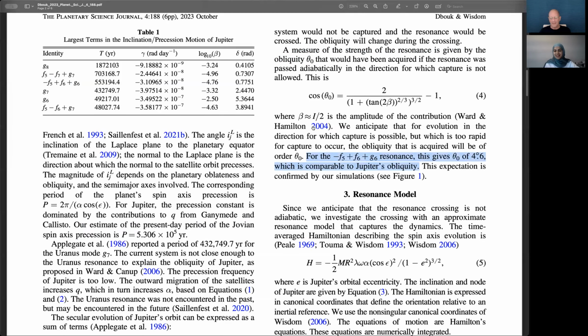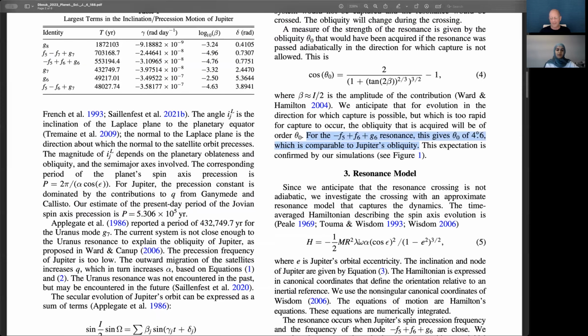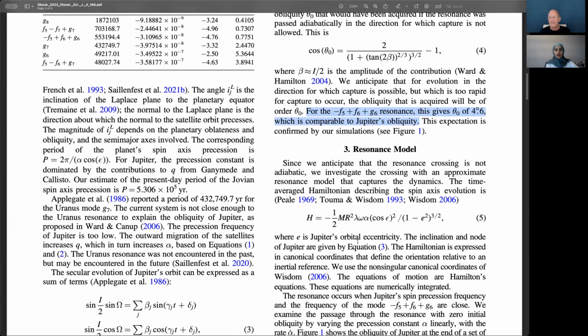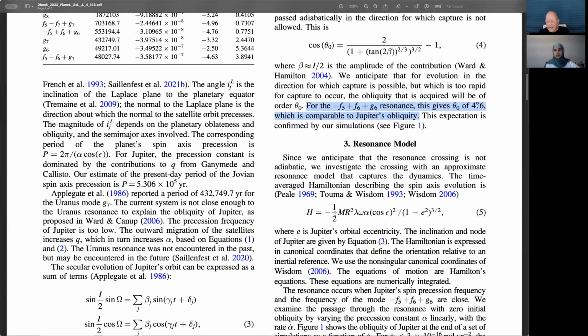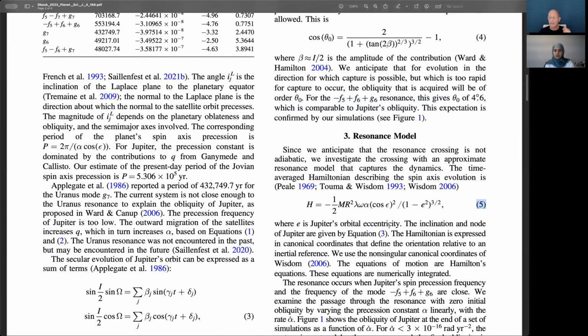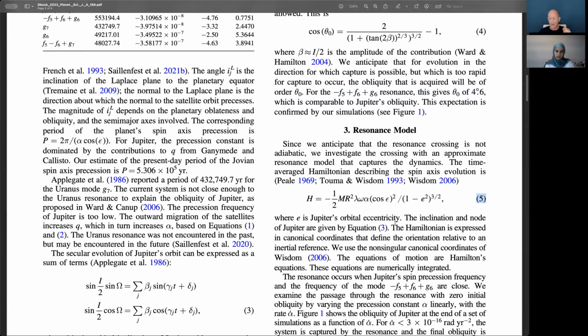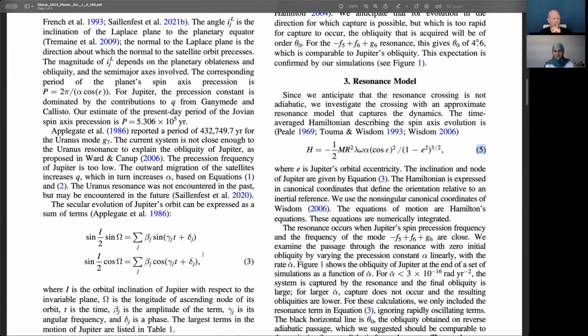So then we developed a resonance model to actually investigate this resonance passage. This is the Hamiltonian that we use. You can see alpha over there, the precession rate that we talked about, and lambda, the moment of inertia. So the Hamiltonian basically depends mostly on these two parameters, and also on the evolution of the orbit of Jupiter, of course, which is evolved in the model based on these equations 3 on the left. So we include this I, the inclination, in terms of a summation over the beta, gamma, and delta shown in the table.